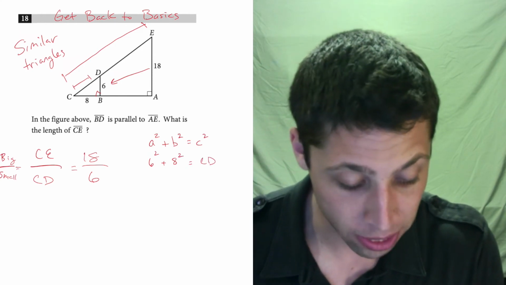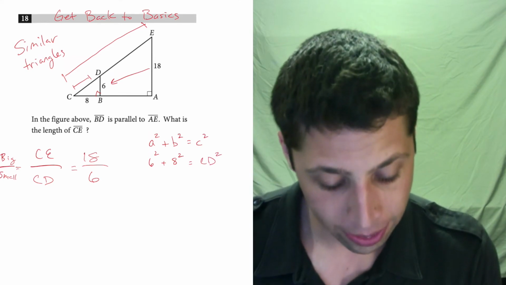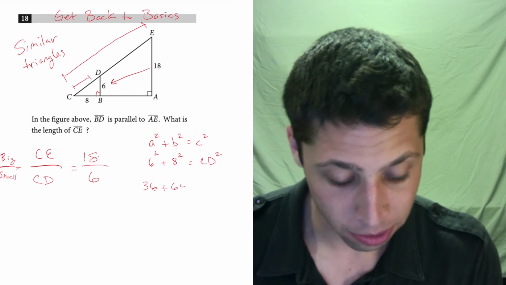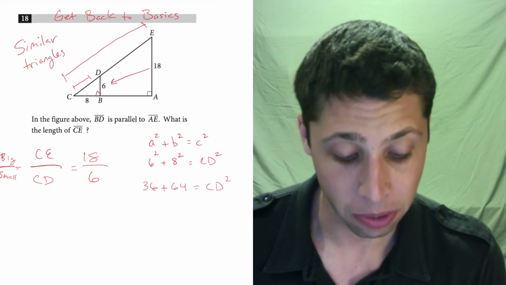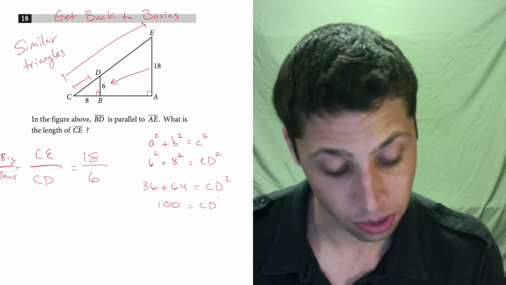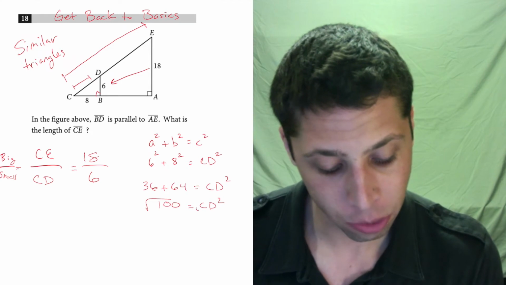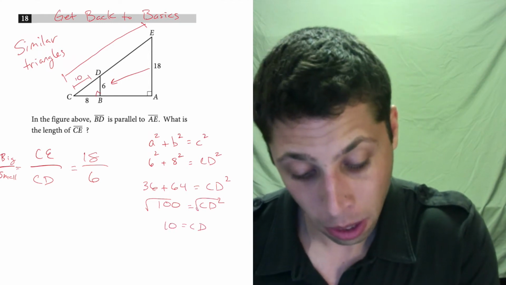So I'm just going to put CD in there so I remember what I'm actually looking for. And that's going to be 36 plus 64 is equal to CD squared. 36 plus 64 is 100 equals CD squared. And then we take the square root of both sides to get that CD is 10.